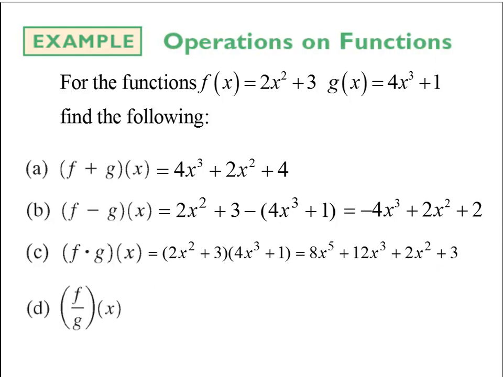And then the last thing would be the division. So in this case, I'm just going to write f divided by g as f, which is 2x squared plus 3, over g, which is 4x cubed plus 1. And I just want to remember I can't have division by 0. Right? So if I take 4x cubed plus 1, set it equal to 0, I solve for x. Here's the value that x cannot equal, and that is not in the domain.